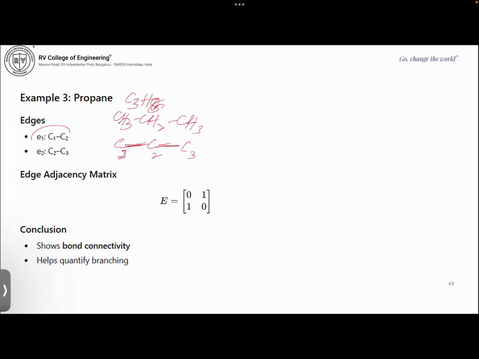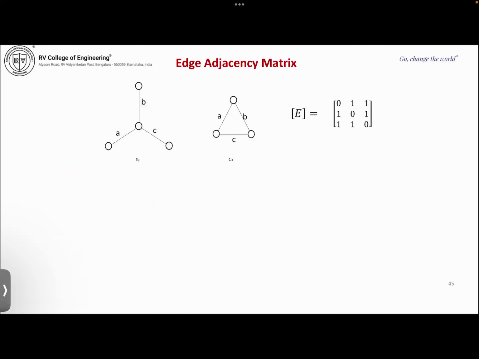So what are the 2 edges? C1, C2 is one edge, and C2, C3 is the other. It has only 2 edges. Therefore, the edge adjacency matrix has rows and columns E1, E2. E1 with E1 is 0, and E1 and E2 are adjacent, therefore it is defined as 1. Similarly, E2 and E1 is 1 and E2 and E2 is 0. So this shows how the bonds are connected, and it helps in quantifying the branching.